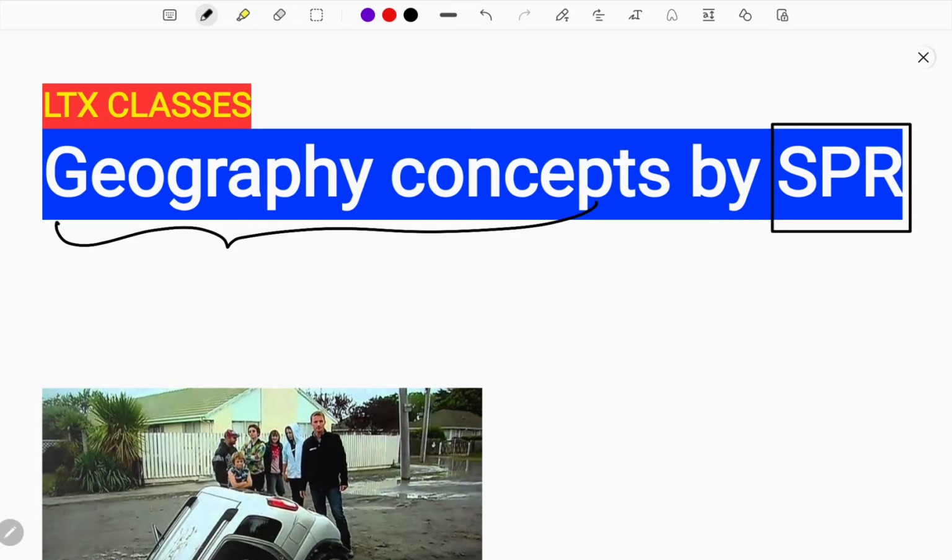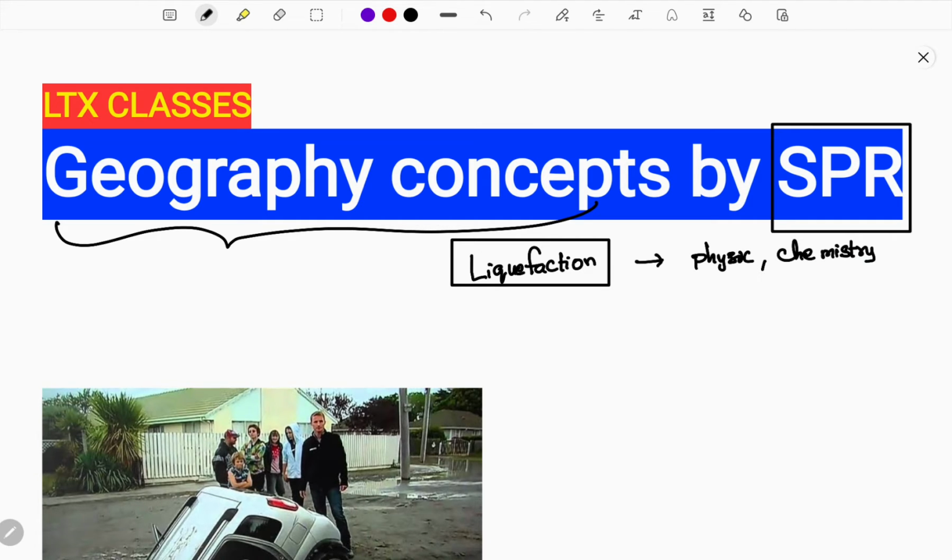So in the geographical concepts of the day, I'm going to talk about a concept called liquefaction. So what is this liquefaction? Why is it so important? Don't confuse it with other subjects. The same word is used in physics, chemistry and current affairs, so you'll come across it in all of them.